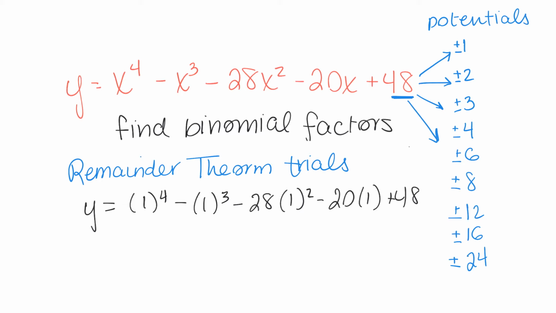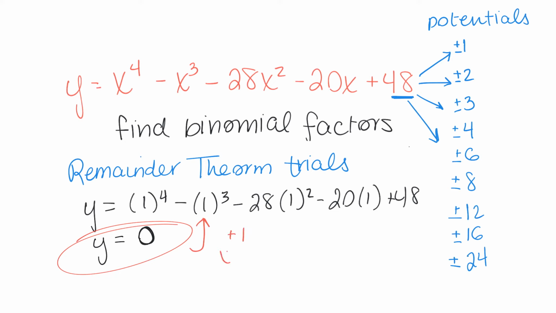Okay, so if I put all of this in my calculator, I'm going to get 1, let's see, minus 1, minus 28, minus 20, so minus 48 plus 48. Okay, so this is going to give me 0. Okay, ding, ding, ding, we have a winner. So we found 0, which means that positive 1 is a factor.